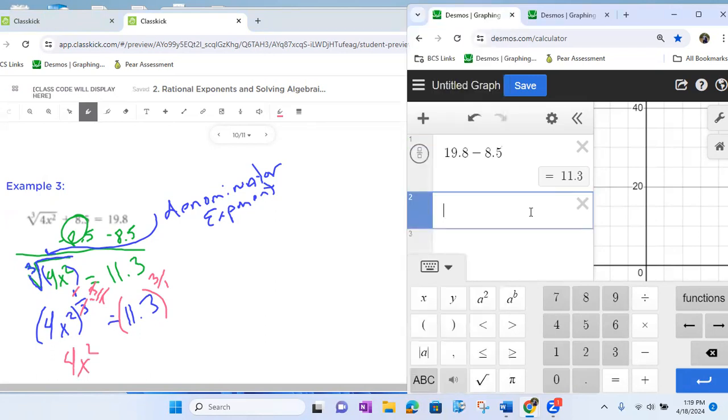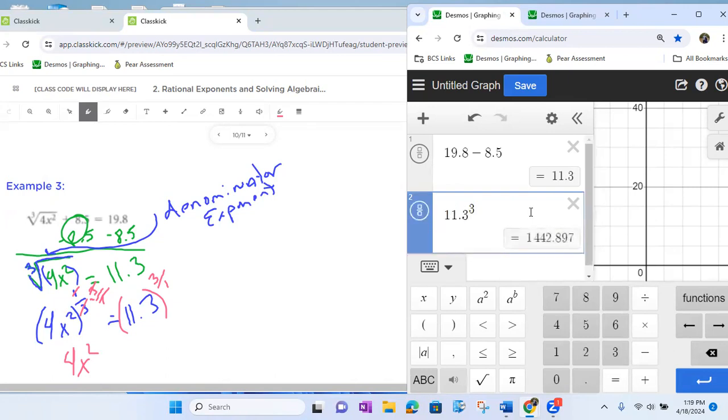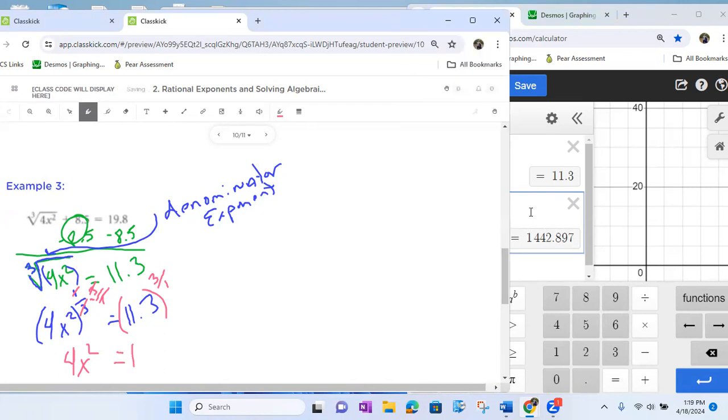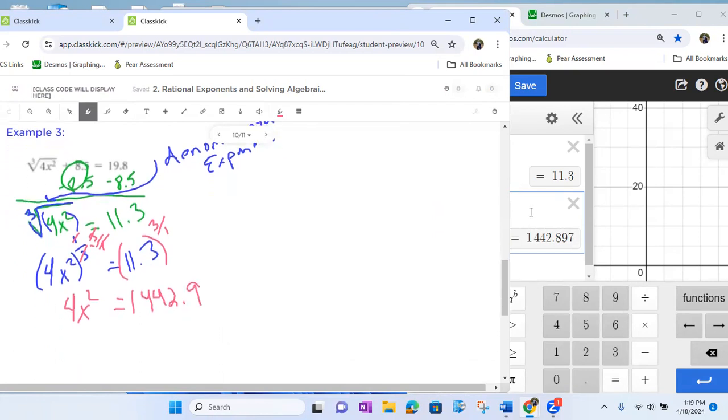Now, I'm going to come to the other side, and this is where those calculations become a little bit more complicated. So I'm going to throw this into Desmos, 11.3 to the 3rd power. And that's going to give us 1,442.89. Let's go ahead and just round that to 1,442.9.